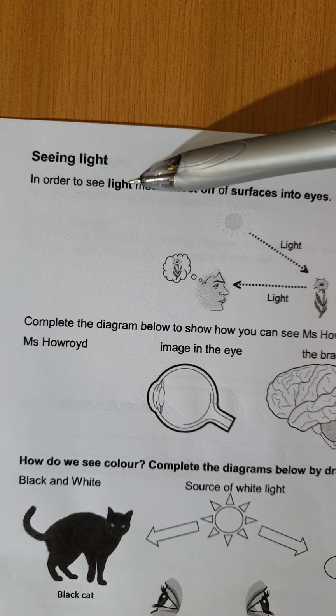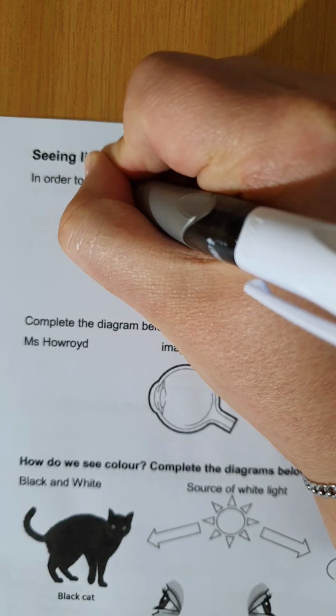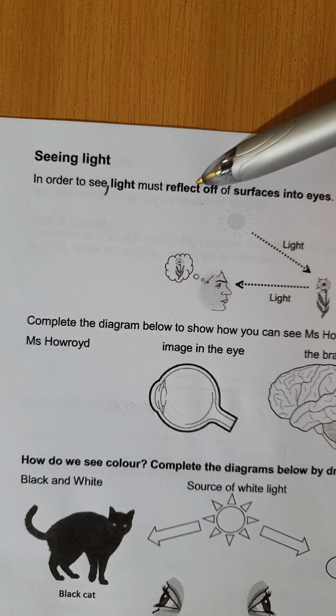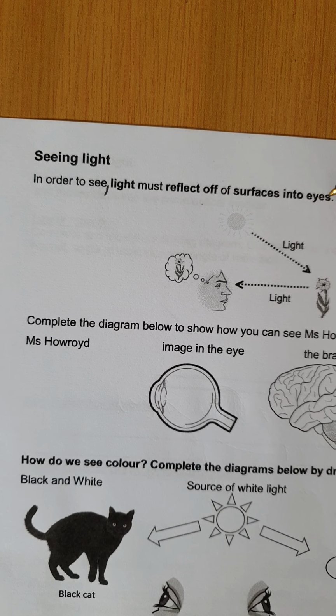So in order to see, that's a very bad punctuation, I apologize. In order to see, comma, light must reflect off of surfaces into the eyes.